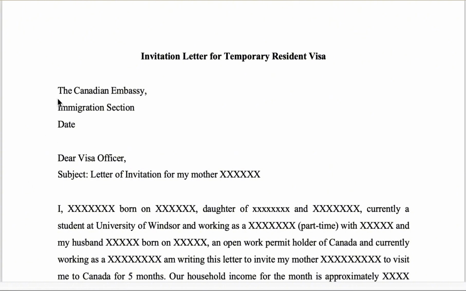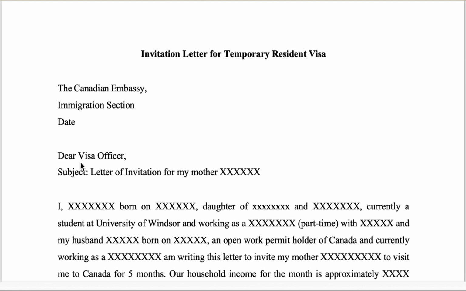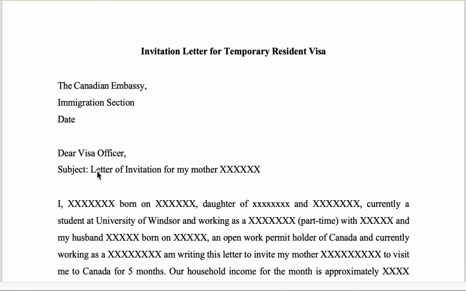It will be written to the Canadian Embassy immigration section, and here you will put the date. So I will put today's date. It starts with "Dear visa officer." Subject will be letter of invitation for my mother. If you're inviting your mother or father over here, then your mother's name. If you're inviting your parents, then both of your parents' names.